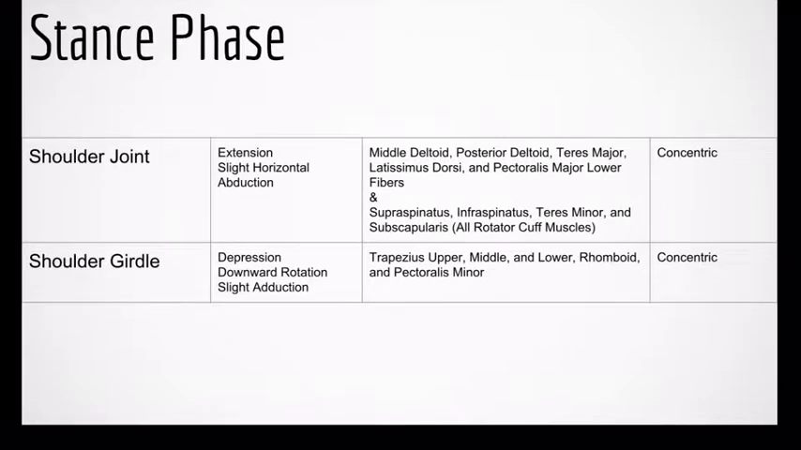At the shoulder, the joint is pulled into extension, as well as a slight horizontal abduction, to get the arms away from the body. This motion is performed by the middle and posterior deltoids, teres major, latissimus dorsi, and the lower fibers of the pectoralis major. All of the rotator cuff muscles are in action. The shoulder girdle is forced into depression, downward rotation, and slight adduction by the upper, middle, and lower trapezius muscles, the rhomboid, and pectoralis minor. These motions are concentric contractions.